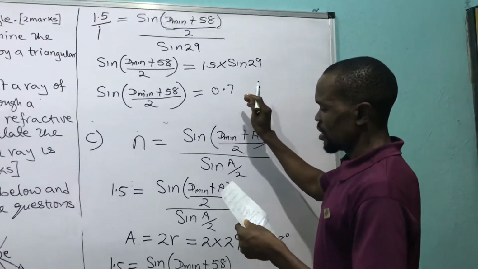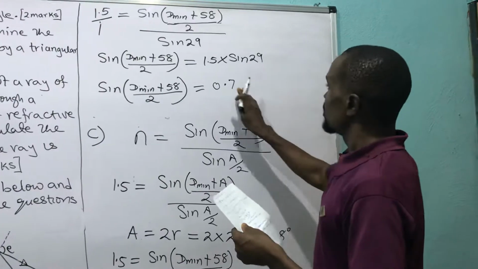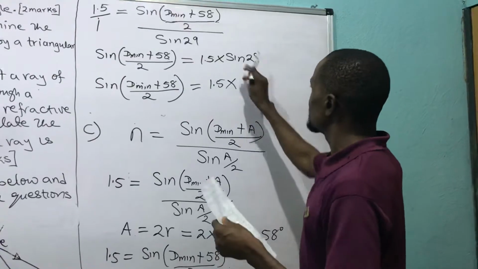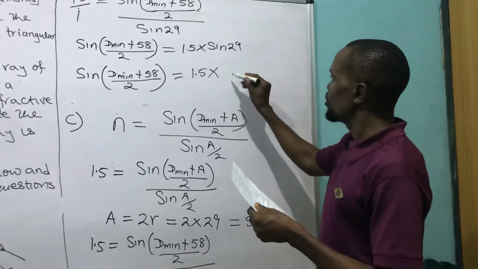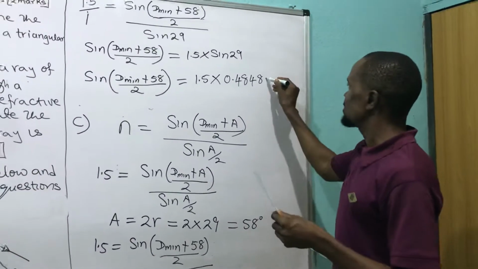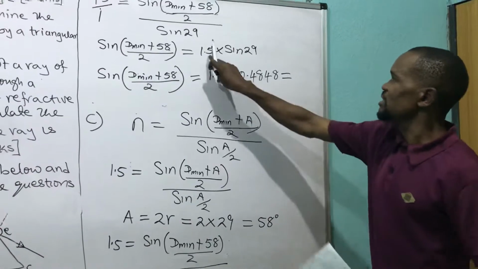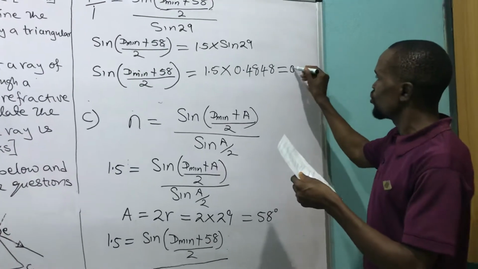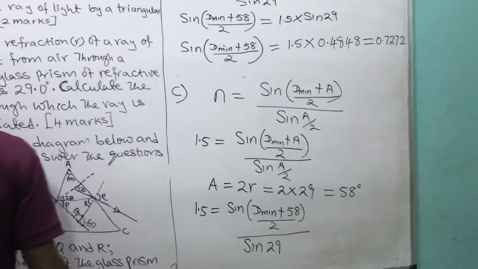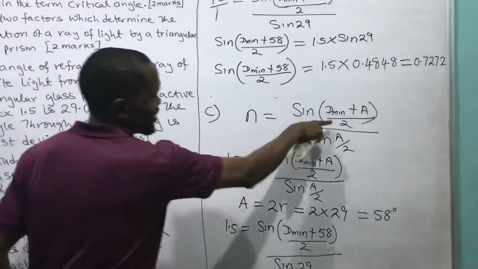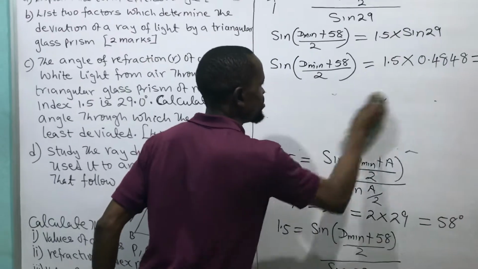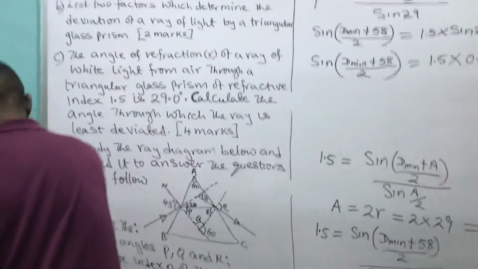If you multiply that, it will give you 0.7. If you have 1.5, you have to put 0.4848, and if you multiply this, it will give you 0.7272. So when we got that, I don't know whether you have noted where we started. You noted that? Then I can clean them now so that we can move ahead.